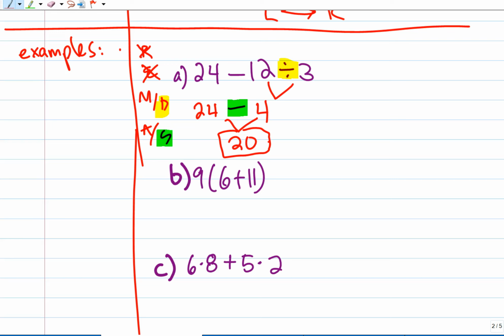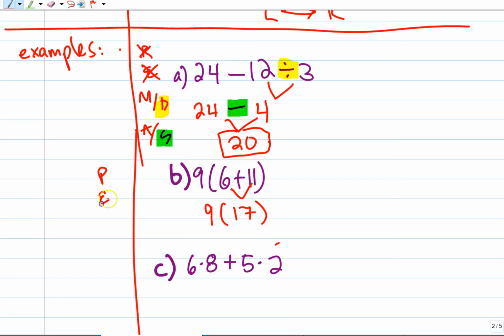The next one, parentheses. There is something going on in the parentheses. We have 6 plus 11 is 17. And so we would add before we would multiply this time. Not because adding comes before multiplying, it doesn't, but because that adding was inside the parentheses. So we do that first.